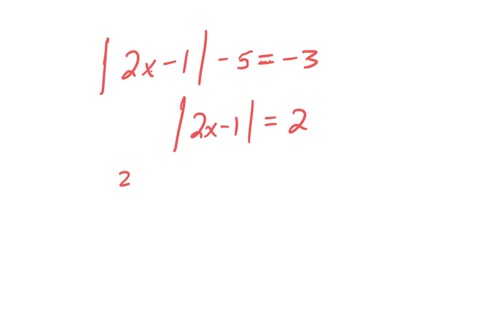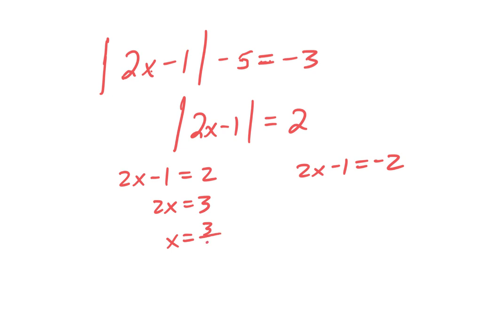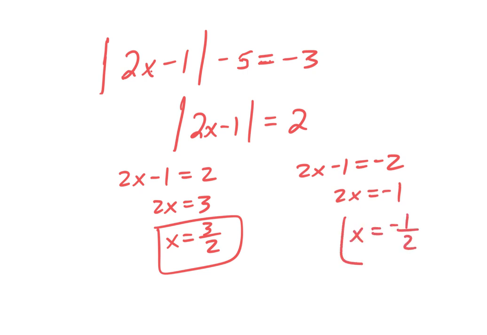So we're going to do 2x minus 1 equals 2. 2x minus 1 equals negative 2. So we add 1, divide by 2. And same thing here. Add 1, divide by 2. And those would be our two answers. Okay, we're going to get fractions from time to time.